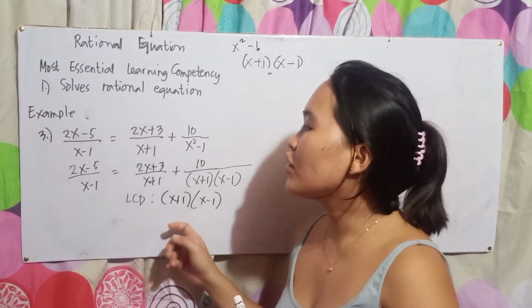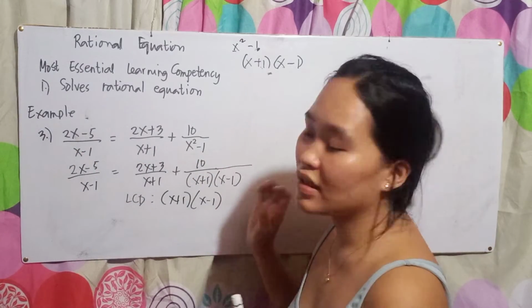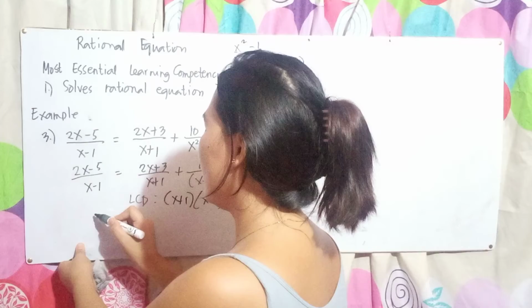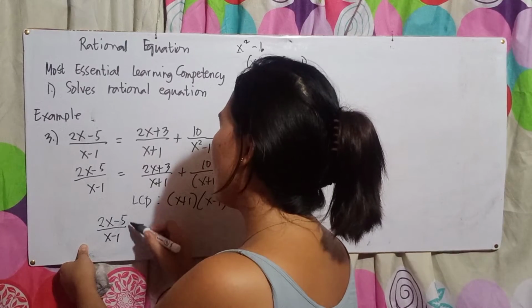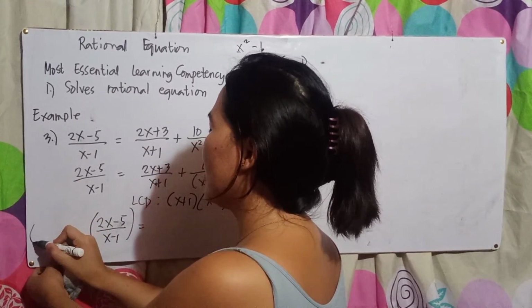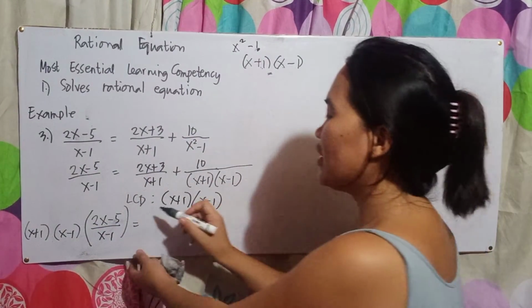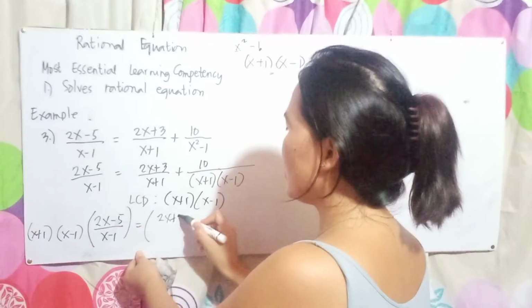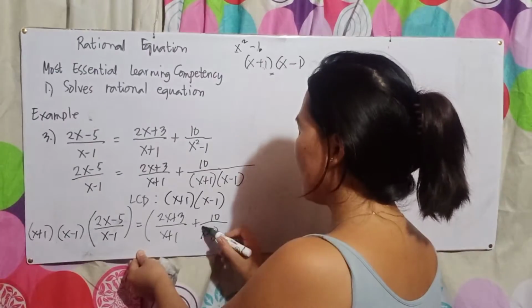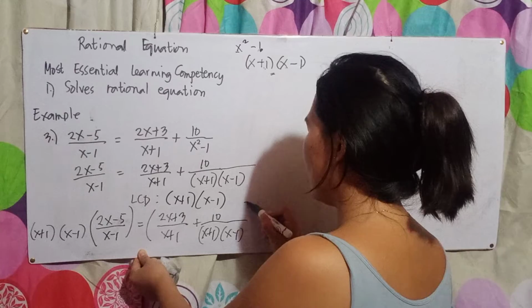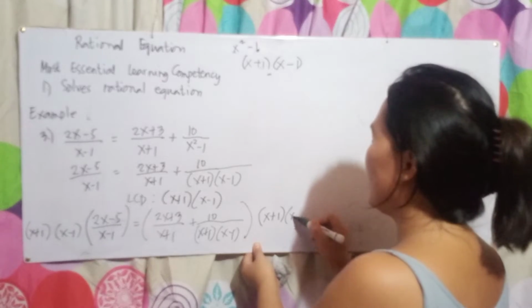So, we multiply the given denominator on both sides: multiply on the left, multiply on the right. So it becomes 2x minus 5 over x minus 1 equals, multiplying the LCD x plus 1, x minus 1, 2x plus 3 over x plus 1 plus 10 over x plus 1, x minus 1. So we multiply both sides by the LCD x plus 1, x minus 1.